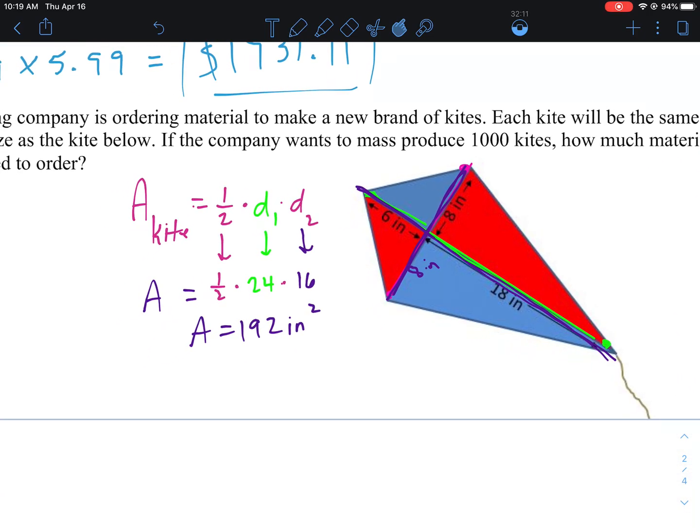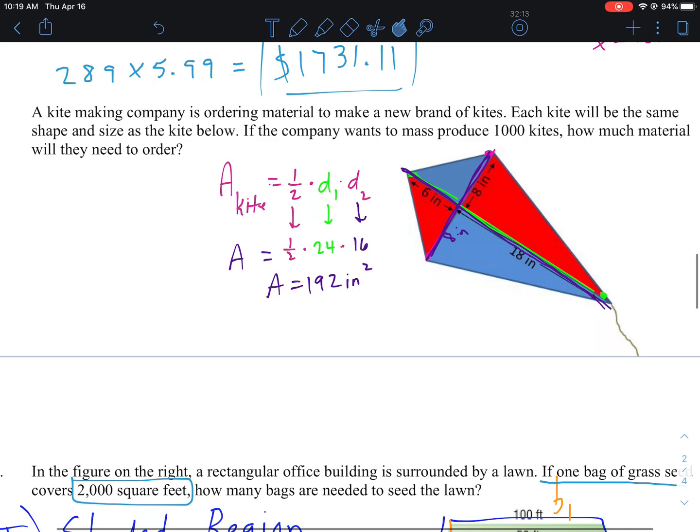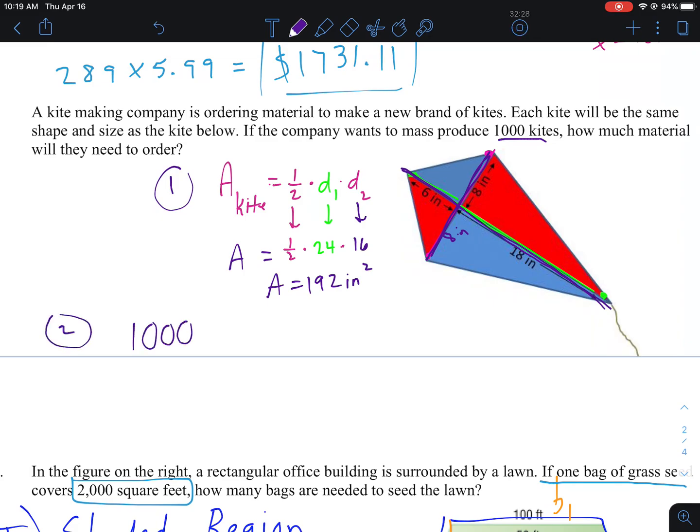So I kind of jumped in without actually telling you what the question was asking. My bad, I was just excited. But it says here, a kite making company needs material. They're not just making one kite, they plan to make 1,000. So this didn't have too many additional steps. The first thing we did was, what's the area of one kite? The second, just multiply that number by 1,000. And the amount of material they will need is 192,000 square inches.